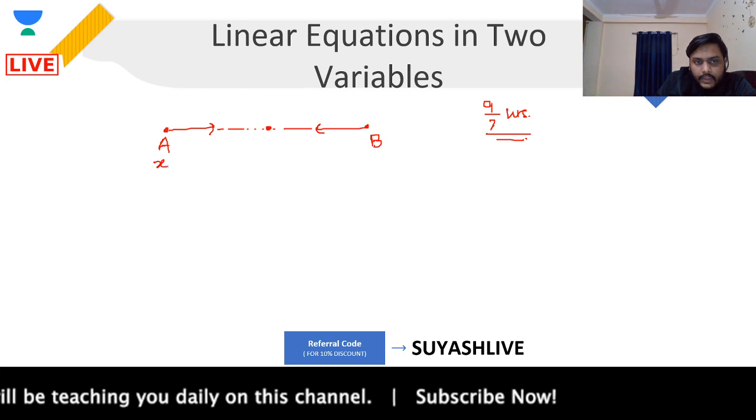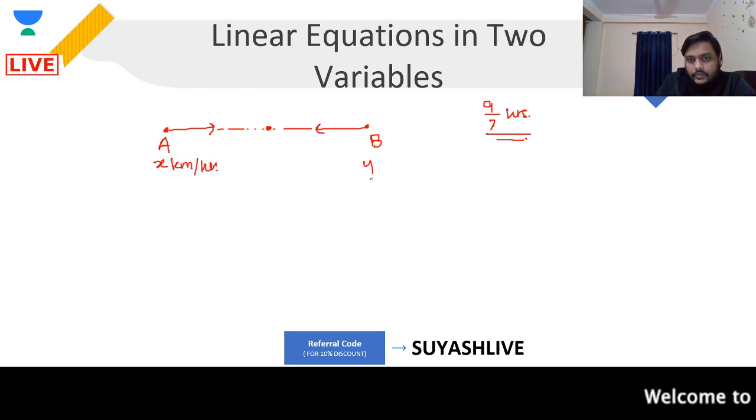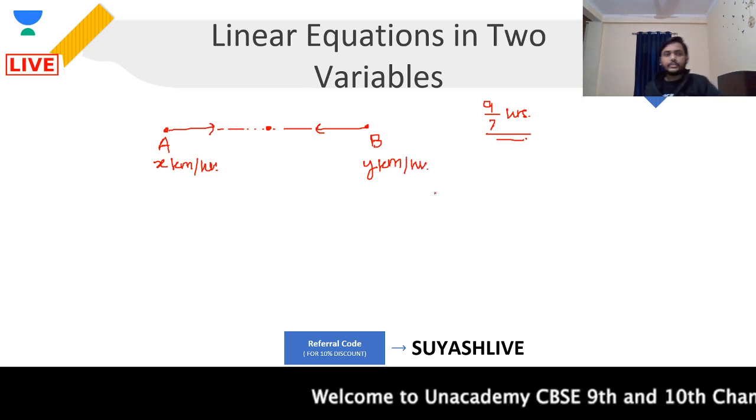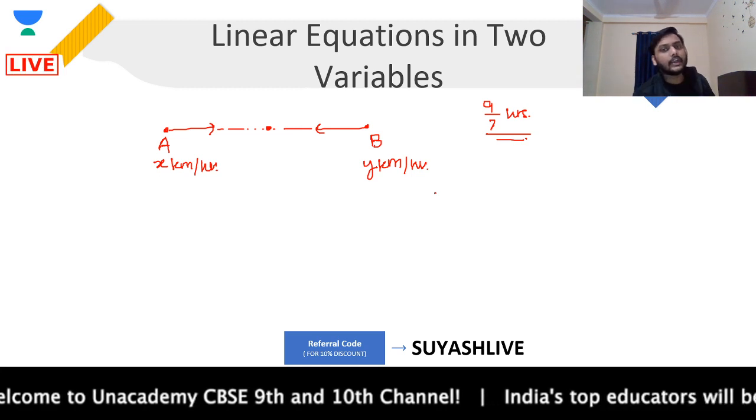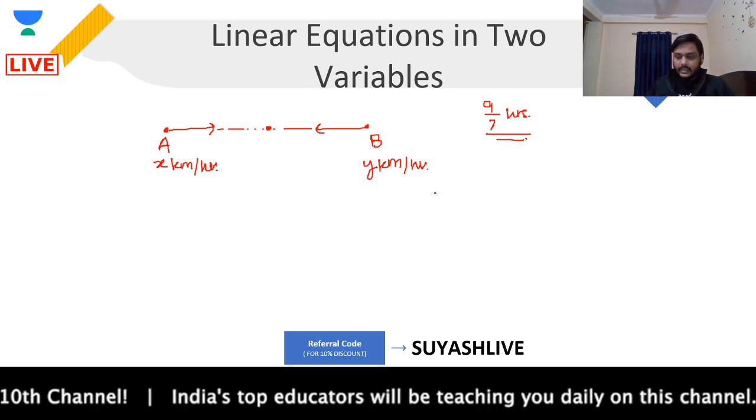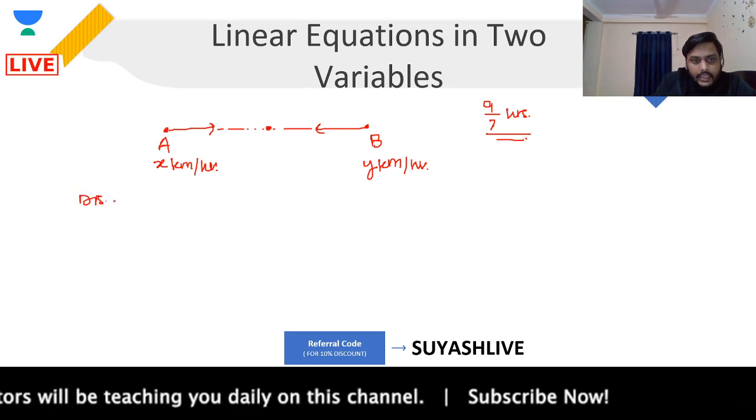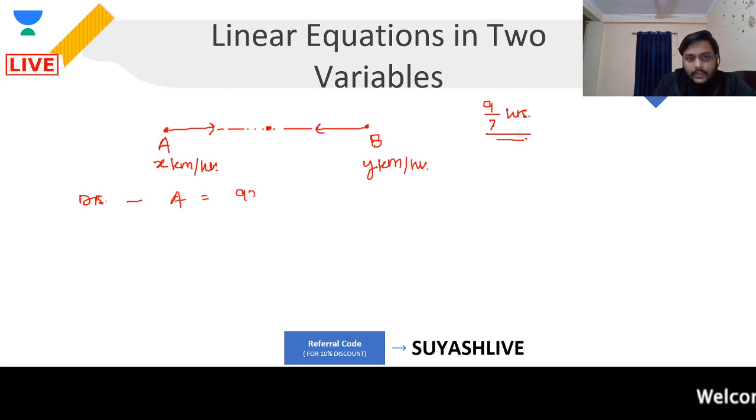Again, the speed of A is x kilometer per hour, and the speed of B is y kilometer per hour. These are the speeds given to me. Now, if these are the speeds that have been given to me, I can simply say that distance traveled by A is equal to 9x upon 7. Are you clear with that?